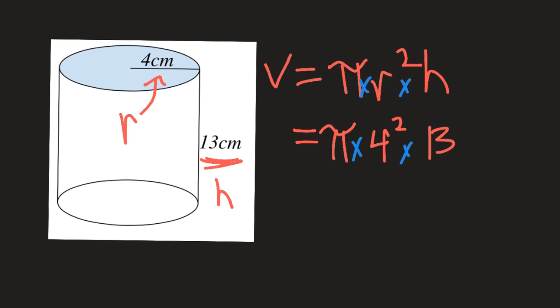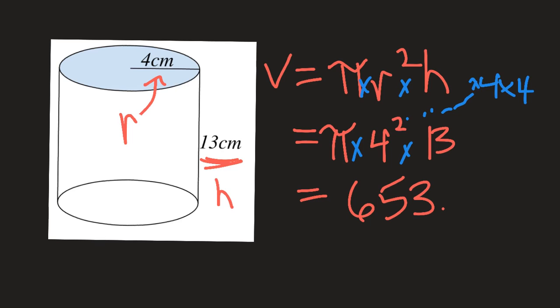Don't forget that on your calculator, when you see 4 squared, that means 4 times 4. It's not 4 times 2, but it's 4 times 4. There's also a button on your calculator that will let you do that. So the next thing I'll do is type that all in on my calculator, pi times 4 squared times 13, and I get the final answer of 653.45 centimeters cubed, to the power of 3.